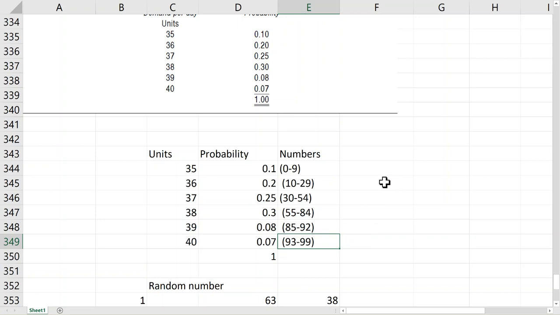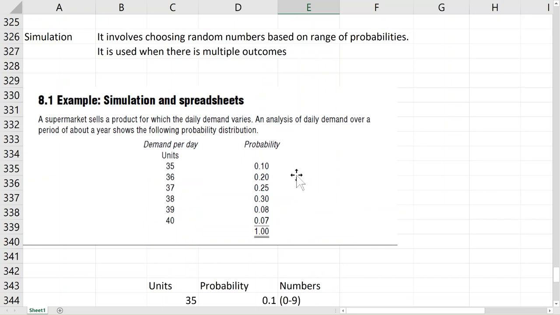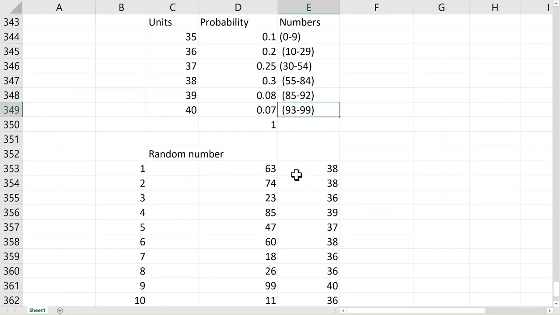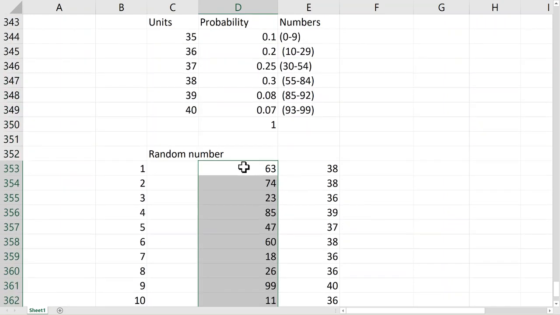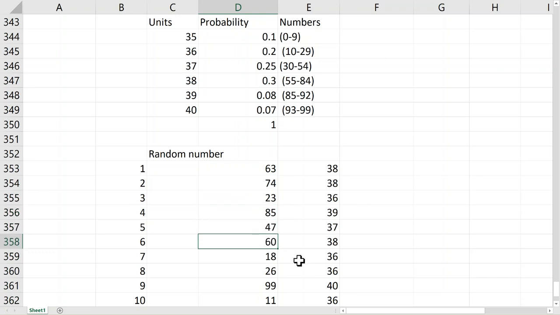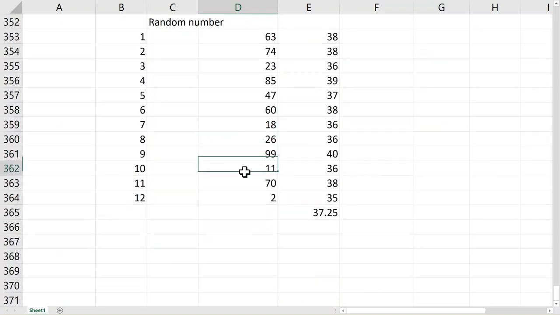So what the computer then does is, the computer generates random numbers, and based on those random numbers, you will know what will happen. Like what I did, I asked some students in the class to give me random numbers, and these are the numbers that they gave me. So from 0 to 100, any random numbers. So I received 63, 74, 23, 85, 47, 60, 18, 26, 99, 11, 70, and 2. These are the random numbers the students gave me.